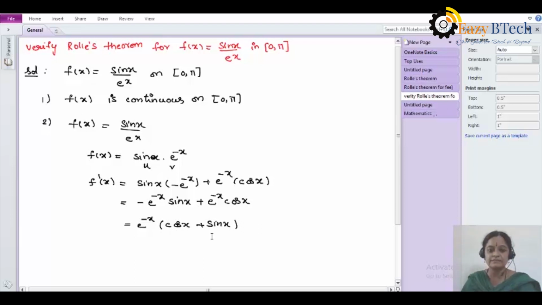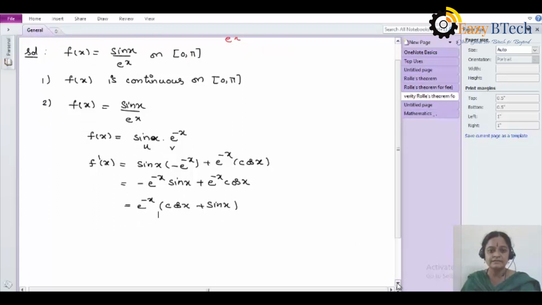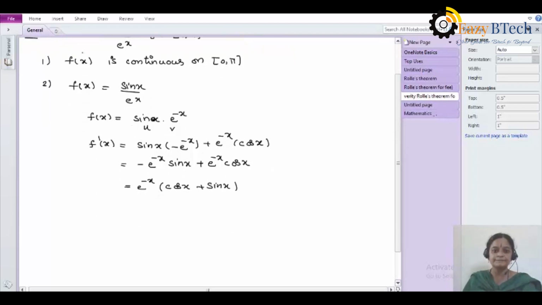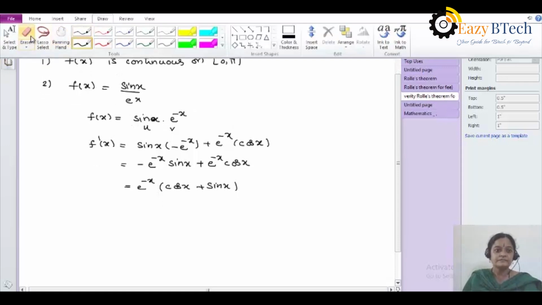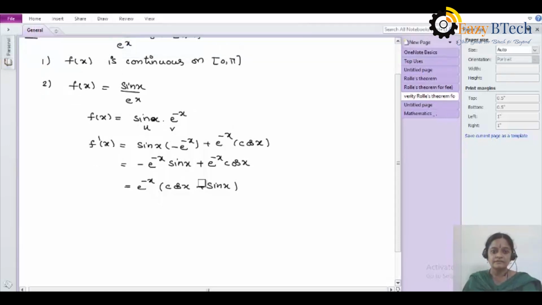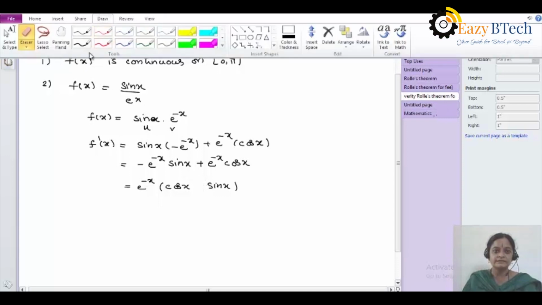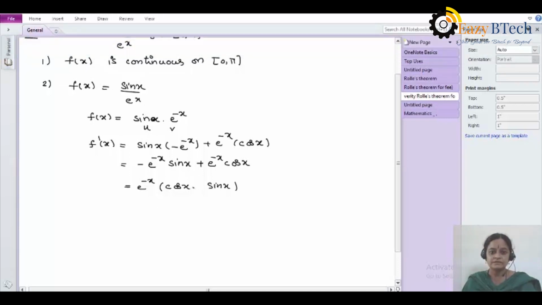At first writing the positive term cos x, and then the next term with a minus, so writing minus cos x minus sin x, e power minus x is common, cos x minus sin x. So hence f of x is derivable, f of x is derivable on the open interval (0, pi).